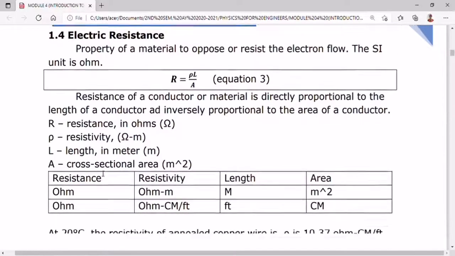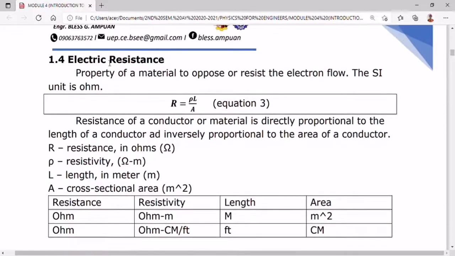Next is electrical resistance. Electrical resistance is an electrical quantity that opposes or resists the flow of electrons. We need resistance so that a particular circuit does not have overcurrent or become overloaded, so we need electrical resistive loads. The unit of electrical resistance is the ohm.